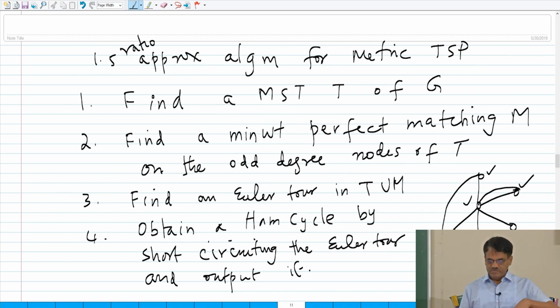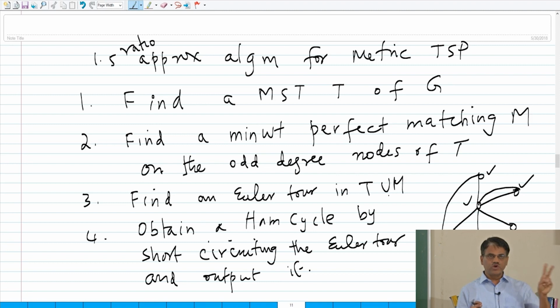So, this algorithm: find a minimum spanning tree, find a minimum weight perfect matching on the odd degree nodes, find an Euler tour, short circuit to get a Hamiltonian cycle. It produces a Hamiltonian cycle whose cost is at most 1.5 times the optimum. Okay. And we are using the triangle inequality at many places, because whenever we are doing short circuiting, the fact that the cost goes down or never increases relies on the fact that the distances satisfy the triangle inequality.